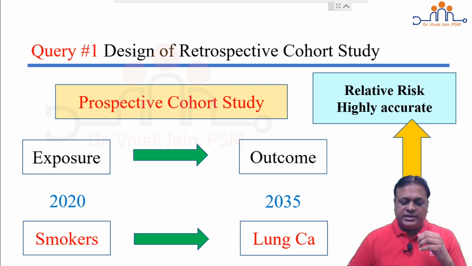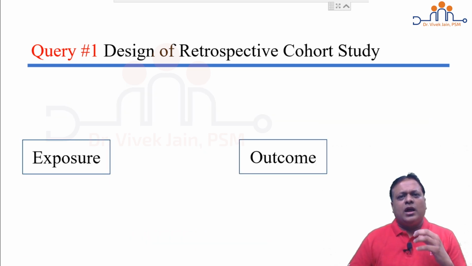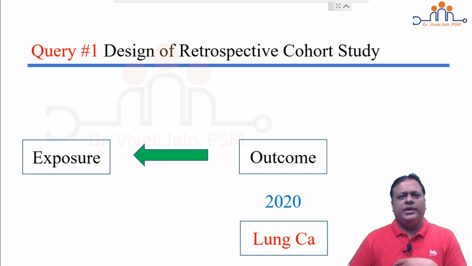How that is possible? Let's again look at the screen. Now, again, I have to establish a association between exposure and outcome. But what I will do is, I will now start with outcome first and go in a backward direction towards exposure. How this is possible? We are in the year 2020. So I will start my study with lung cancer as an outcome. How will I start with lung cancer? Very easy. I go to any cancer hospital in my city. Easily I will find 100 people who are having lung cancer. So now I can start my study with this people who have already developed the disease.